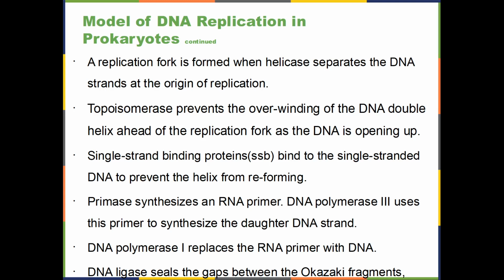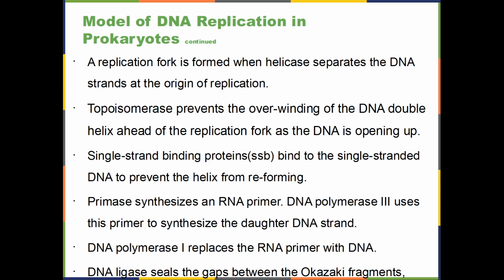All right. So a replication fork is formed when helicase separates the DNA strands at the origin of replication. Topoisomerase prevents the overwinding of the DNA double helix ahead of the replication fork as the DNA is opened up. Single-strand binding proteins bind to single-stranded DNA to prevent the helix from reforming, so they don't want it to bind to itself again. Primase synthesizes an RNA primer. DNA polymerase 3 uses this primer to synthesize the daughter DNA strand.